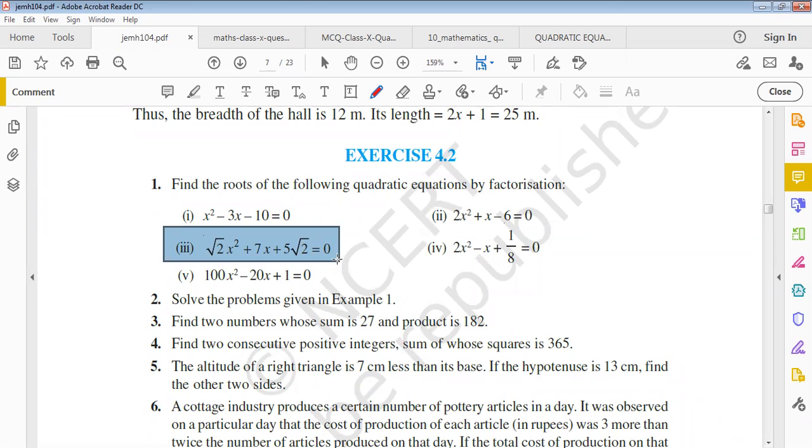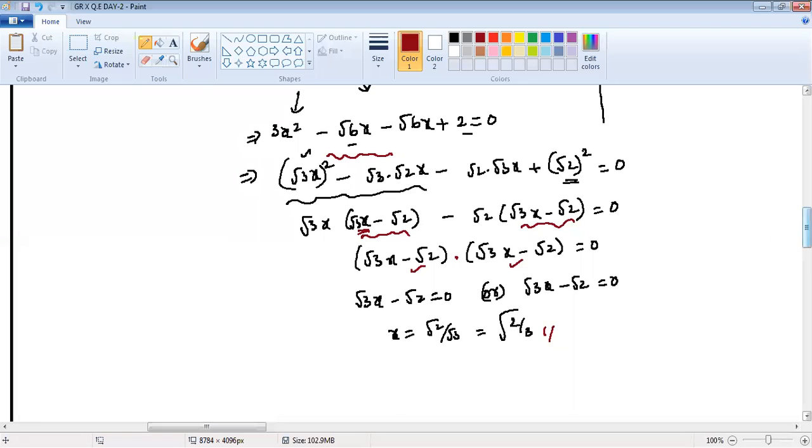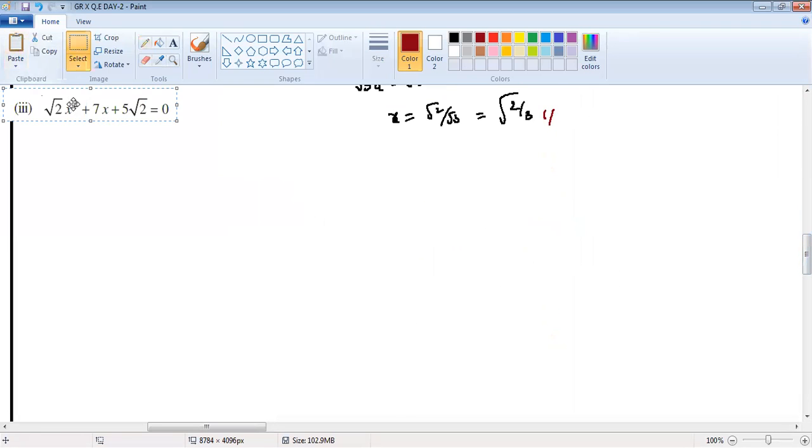Are you getting the answer? Sir, 1 minute. Sir, x is equal to 5 by root 2 or x is equal to minus root 2. Okay, maybe. So let me solve this along with you.